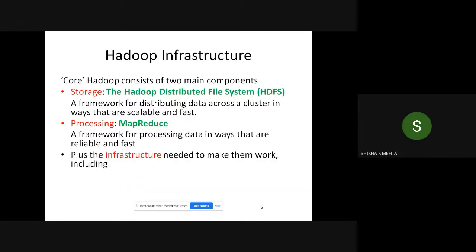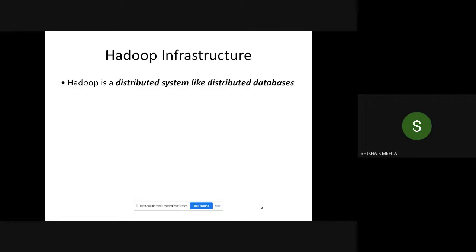And along with these two core components, it has an infrastructure that is needed to make them work. See how the storage component will work and how the processing will work. In order to make them work, we have an infrastructure all around that. This infrastructure is the file system and the administration facility utilities which are available, along with the job scheduling and monitoring, and we are going to discuss all these things one by one. So let's talk about HDFS and then we will move on to other components.